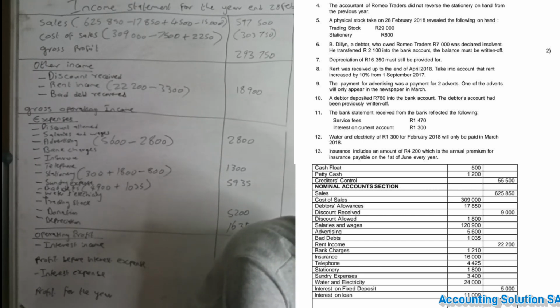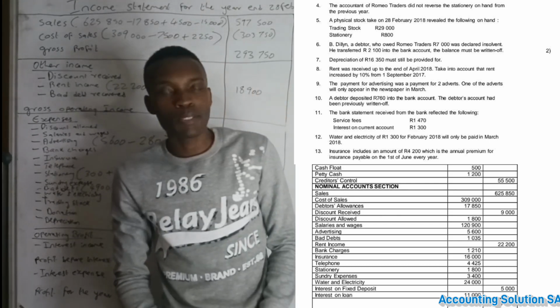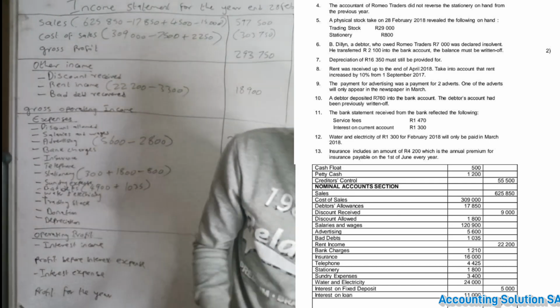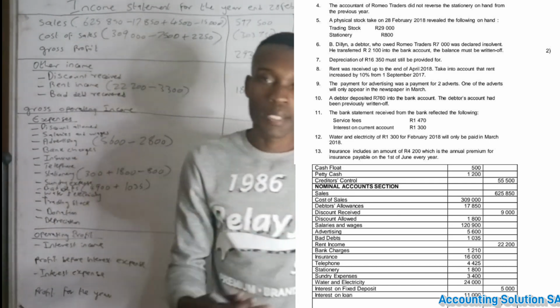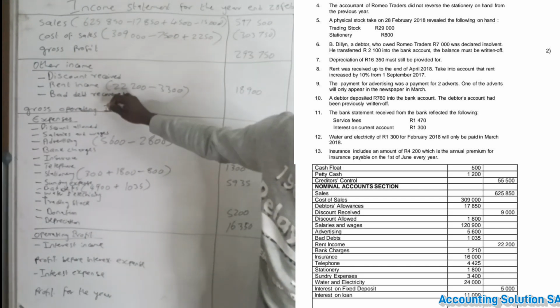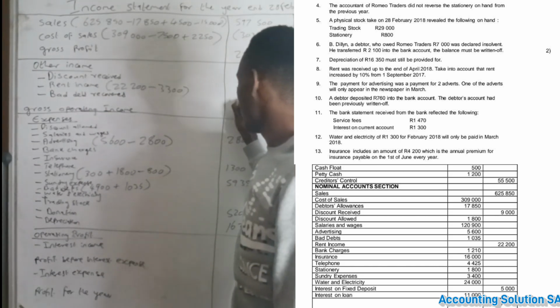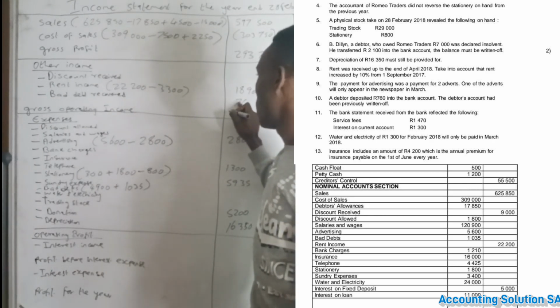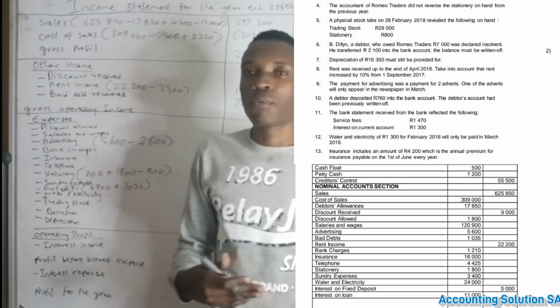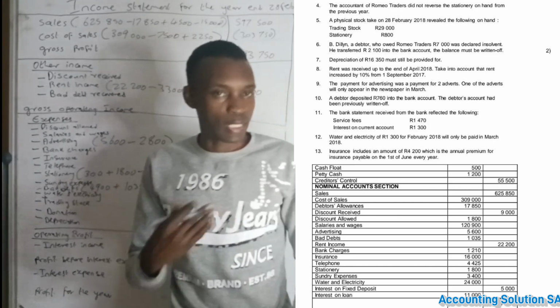Then the following one, a debtor deposited 760 into account and the debt had previously been written off. A person that we have written off long ago comes back and deposits 760. We call it bad debt recovered, under other income. It's an amount of 760. Once we write off someone and that person comes back and pays, we call it a bad debt recovered. It's not a sales amount.